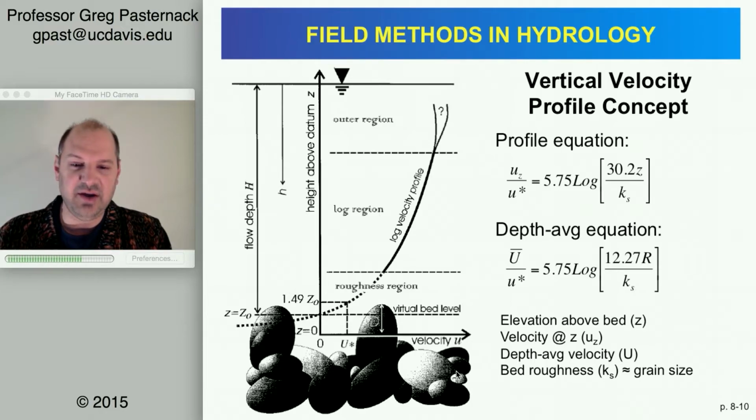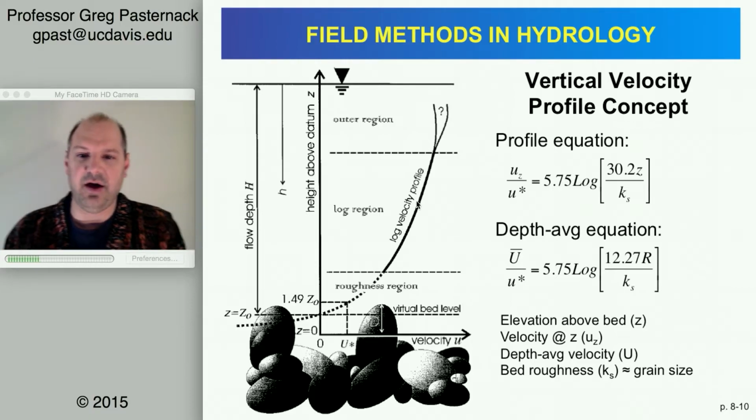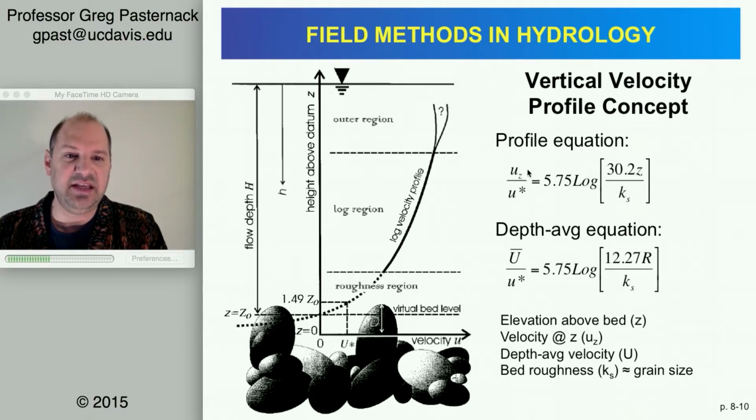What you can see is there is a canopy, so to speak, of the grains on the bed that are poking up out of the bed. We have to define an area that we call the virtual bed here, which is above most of that mess. Relative to that location above the bed, we can start to have a profile. The profile has a logarithmic function equation, so we call it the log velocity profile. And this is the equation.